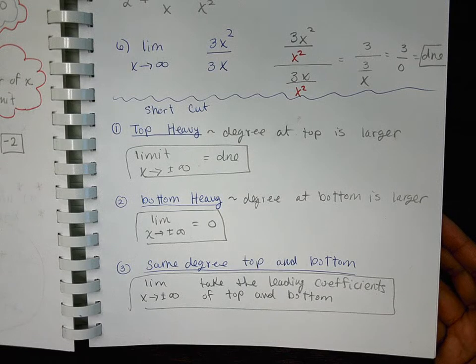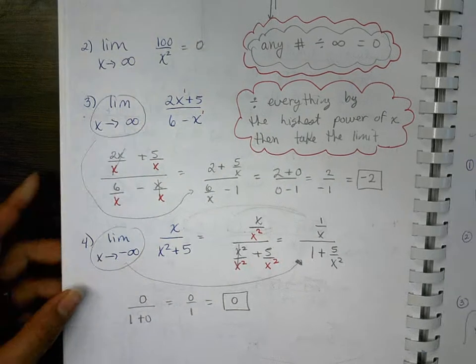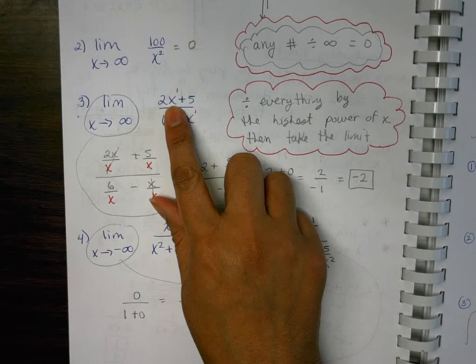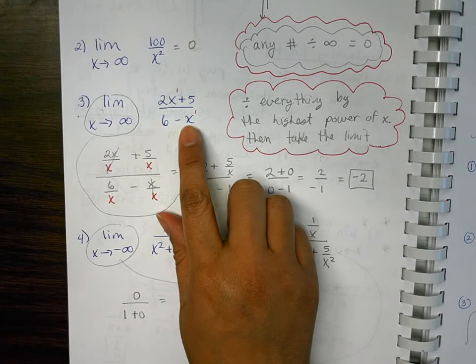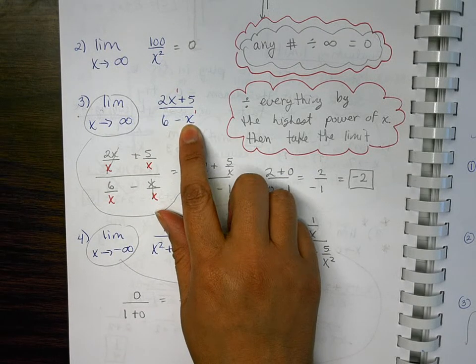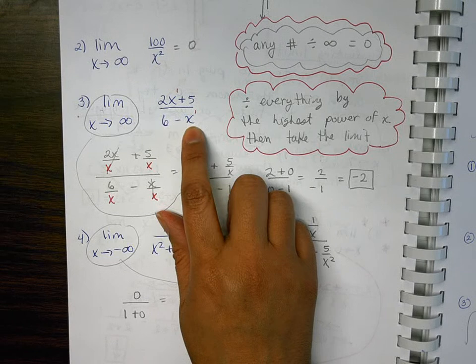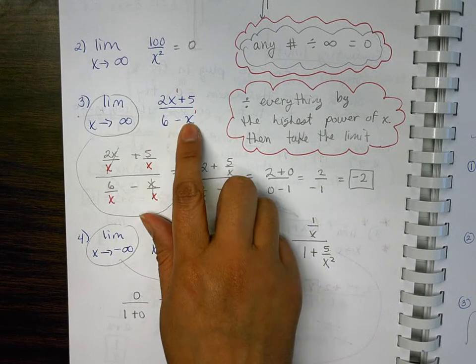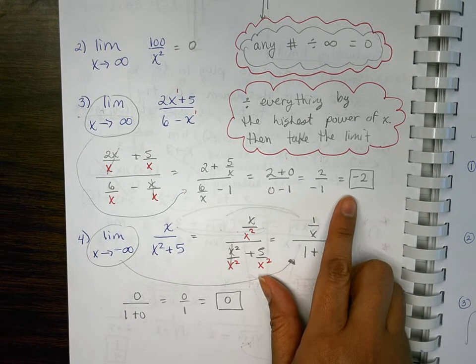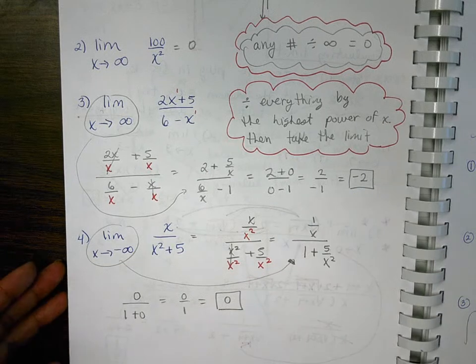So I'm going to take a look at number 3. Can you guys take a look at number 3? What's your leading coefficient in the numerator? 2. Do you guys see that? I'm going to move it. I'll put it back in just a little bit. Okay, leading coefficient here is 2. What's the leading coefficient in the denominator? 6 or -1? -1. And what's 2 divided by -1?